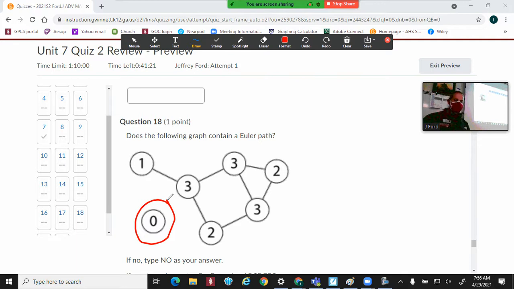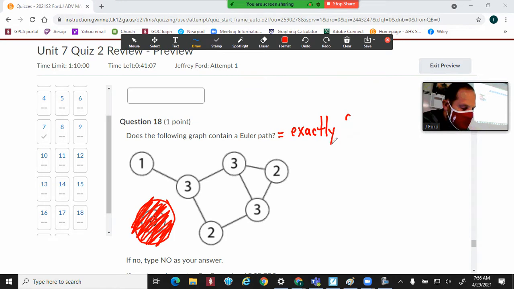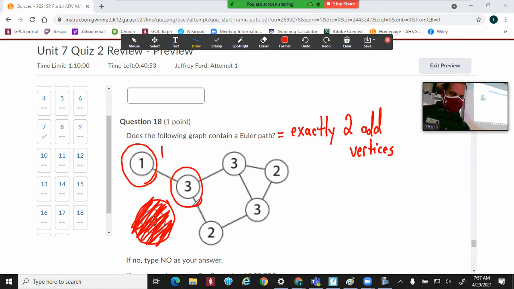Okay, now let's pretend vertex 0 had no play in this game. All right, so there's no vertex 0. Remember the rules of Euler path, and that is exactly 2 odd vertices. All right, so that means exactly 2 of the vertices must be odd. So looking at vertex 1, that has a degree of 1. Looking at 3, that has a degree of 3. Looking at this guy right here, has a degree of 3. There's already 3 odd ones. I don't even have to go any further because it has to be exactly 2 odd.